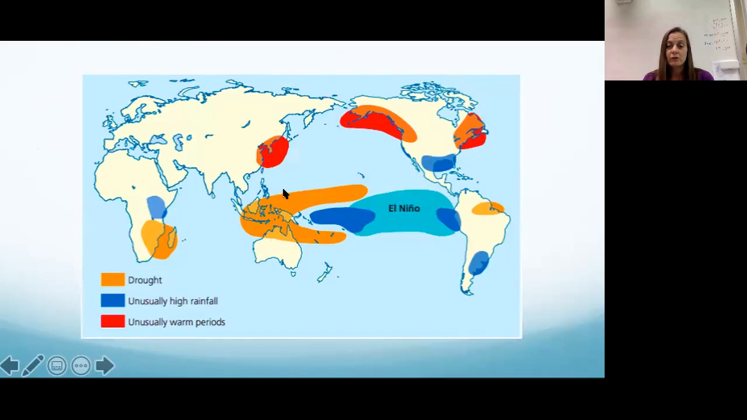It also results in drought in Australia and New Zealand, as well as parts of Eastern Africa. Although there are other parts of Eastern Africa closer to the equator that actually have unusually high rainfall. So the same weather condition causes different problems in different areas. It frequently results in heavy rains and flooding in the southern United States.